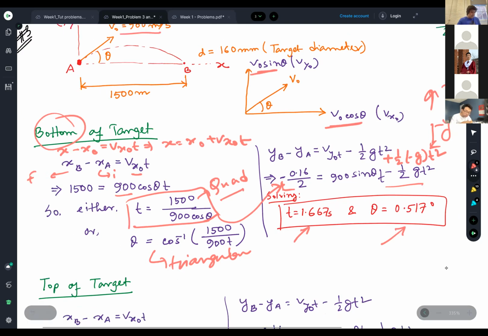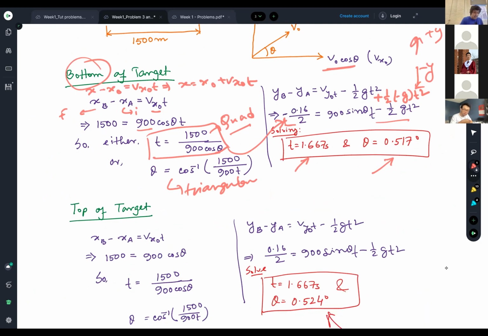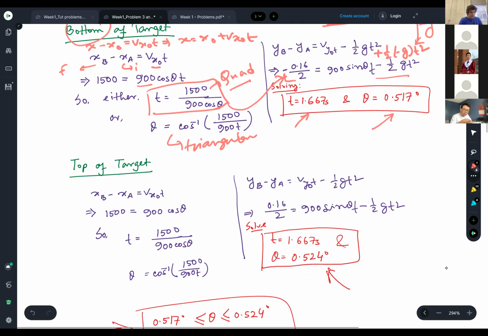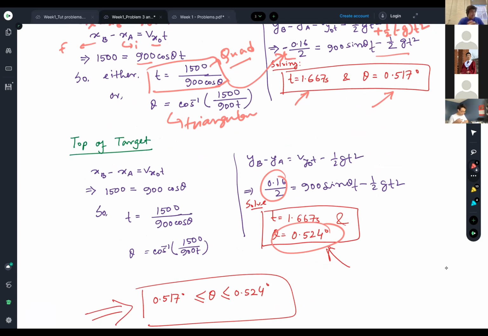Now, if you do the exact same thing for the top of the target, instead of having negative y, you will just have positive y. And this change of sign will change your value of the angle, but the time will be exactly the same. So you will find the time is 1.67 seconds and the theta is 0.524 degrees.